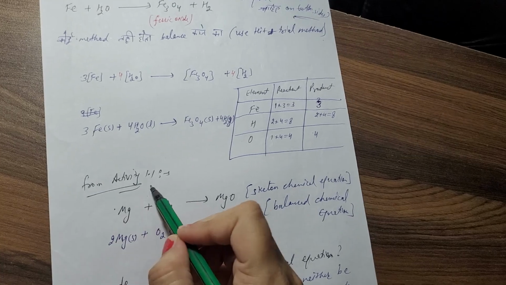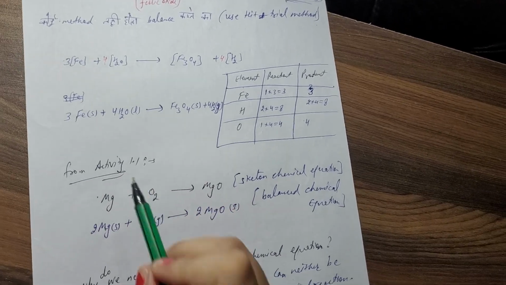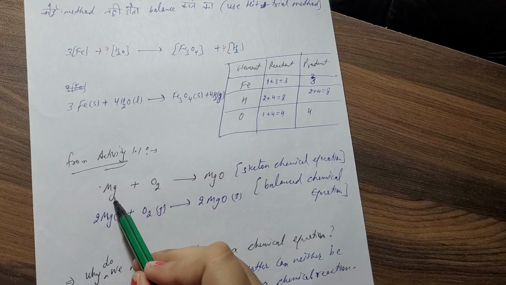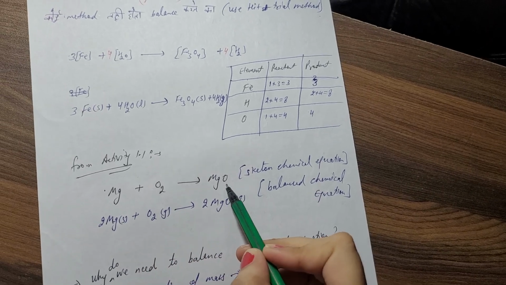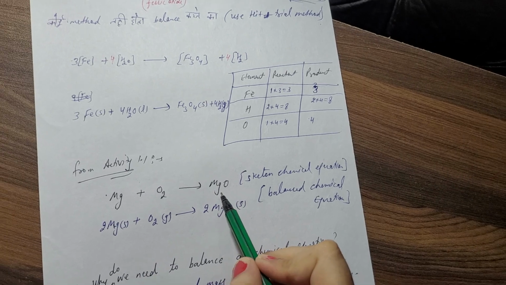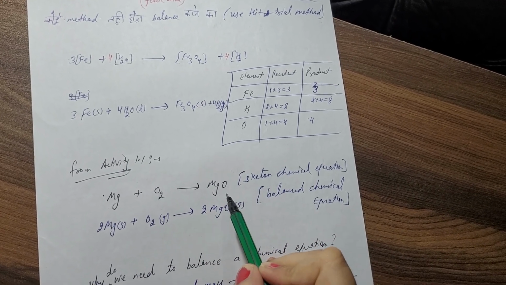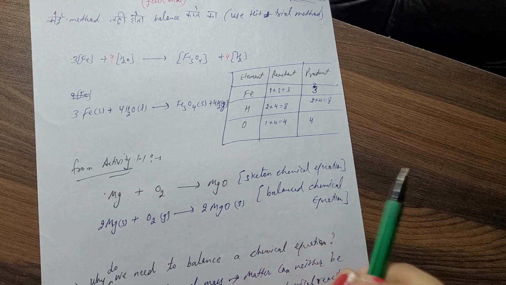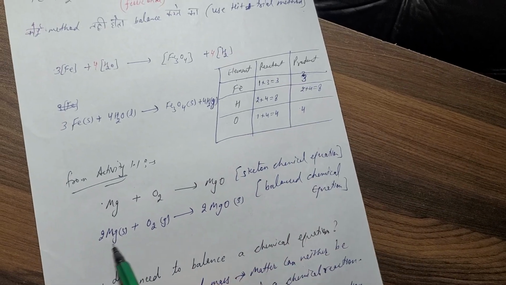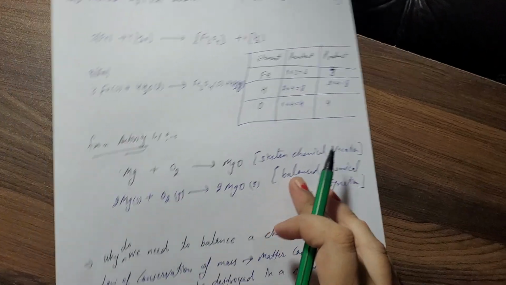From the activity 1.1, this activity I have taken from the NCERT book. Magnesium plus oxygen gives MgO. This reaction is not balanced, and we have discussed in the previous video that this reaction which is not chemically balanced is called a skeleton chemical equation. The second one is the balanced one, this is called a balanced chemical equation.